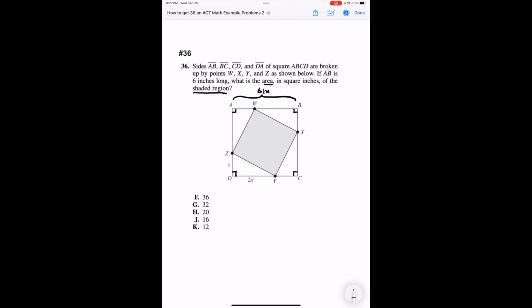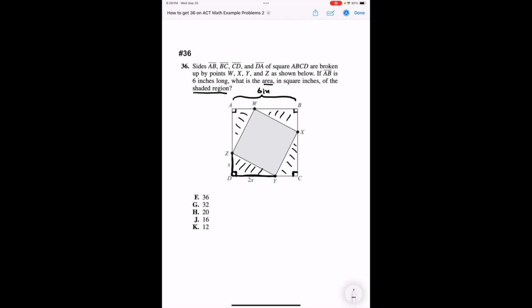So, square ZWXY. We know that if AB is 6 inches long, then AW plus WB is also going to be 6 inches long. And notice right here, it gives you that ZD is X and then DY is 2X. So basically this is saying DY is twice as much as DZ. So using this, since ABCD is a square, and since these are all right triangles, these triangles right here are all similar triangles.